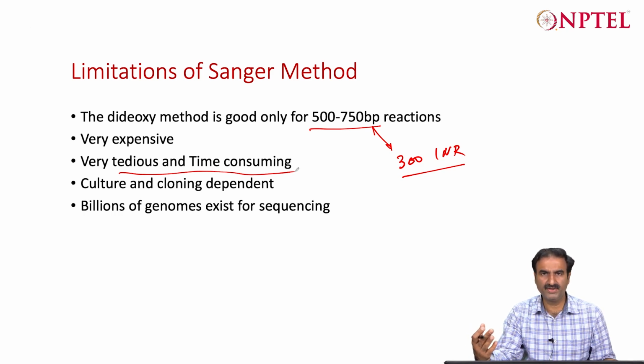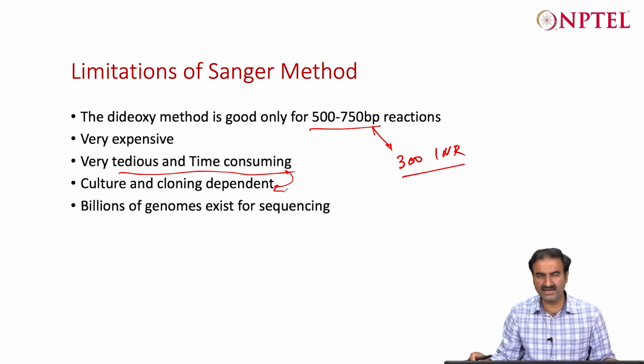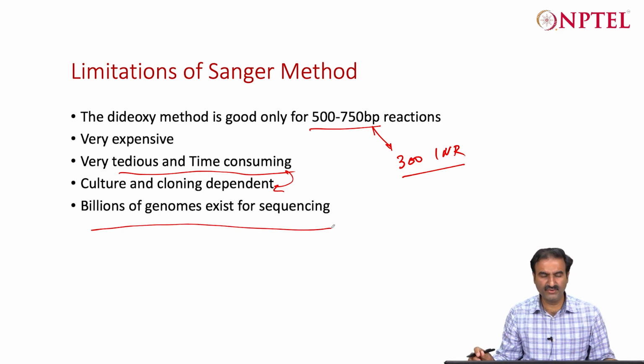But the latest next generation methods do not have these steps. They are independent of cloning and culturing, but Sanger for genome sequencing was dependent on cloning and culturing of the bacterial cell before sequencing. And of course we cannot use it for the sequencing of billions of microbes that exist on this planet, or billions of genomes, including bacteria, fungi, yeast, molds, insects, birds, animals, plants. Indeed humans have been done.